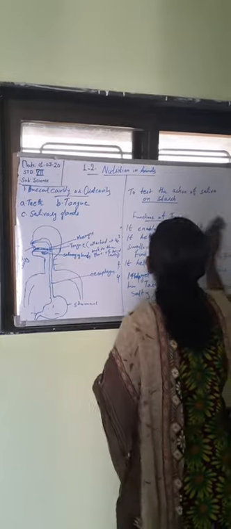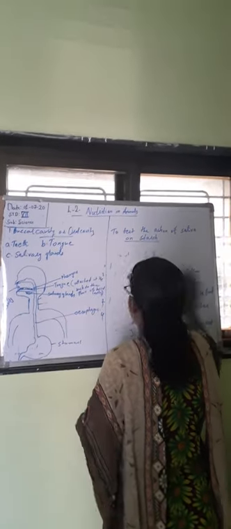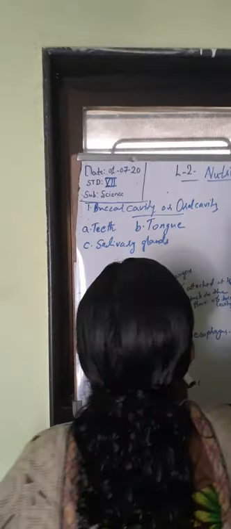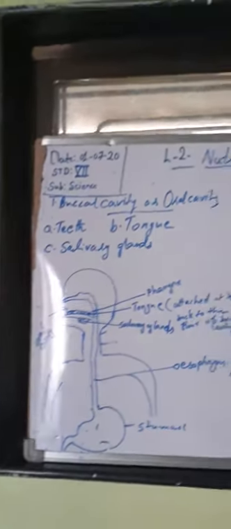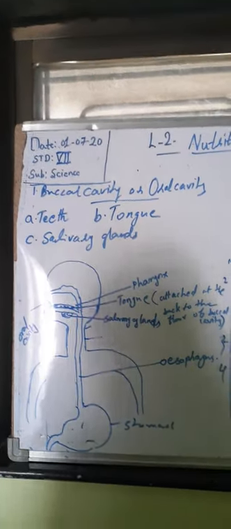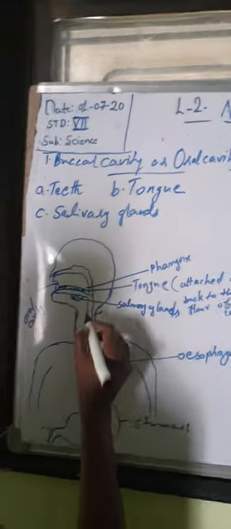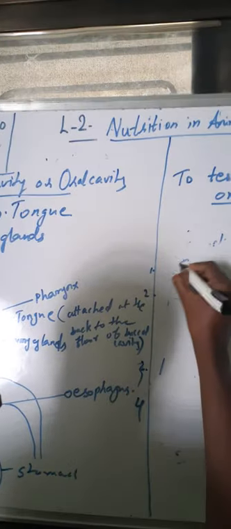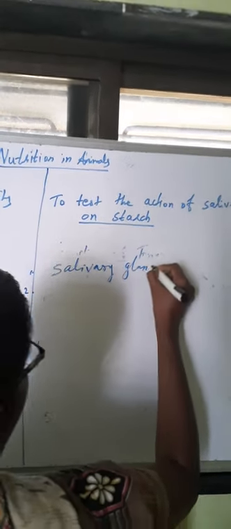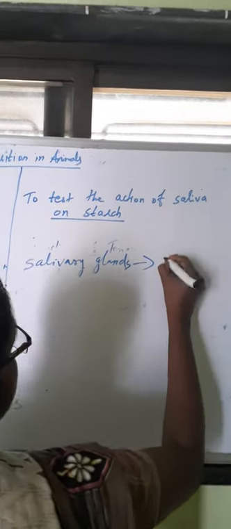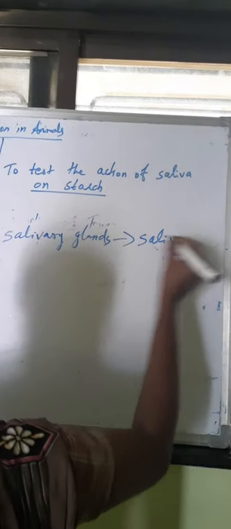Salivary glands. The first one was our tongue, and the second one is the salivary glands. This is a salivary gland. The salivary glands are also in the buccal cavity. The salivary glands produce saliva.